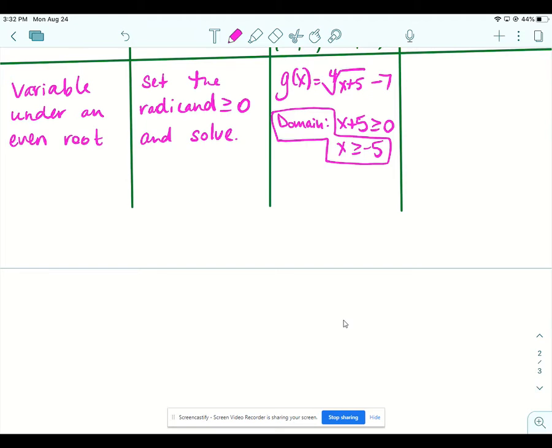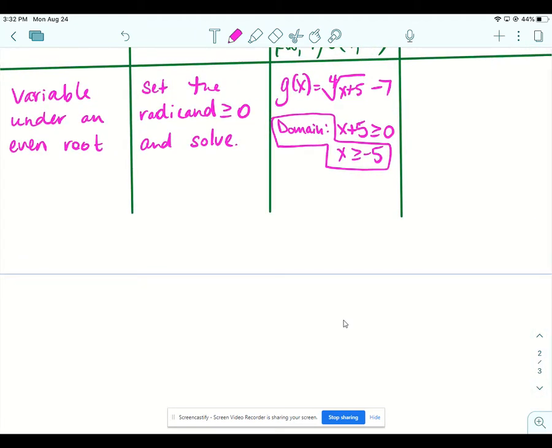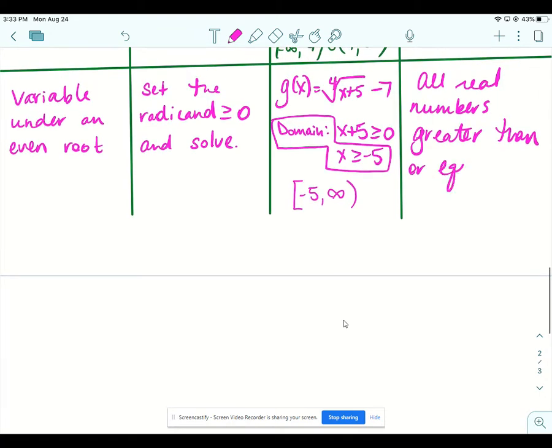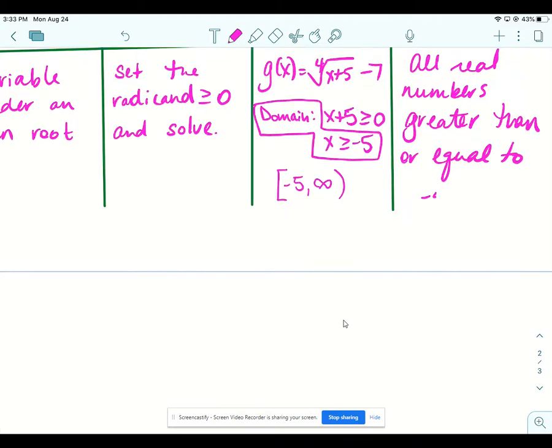Now in interval notation, because it has the or equal to, it includes negative 5. So you would do a bracket, negative 5 to infinity. All right, and then in words, this is going to be all real numbers greater than or equal to negative 5.